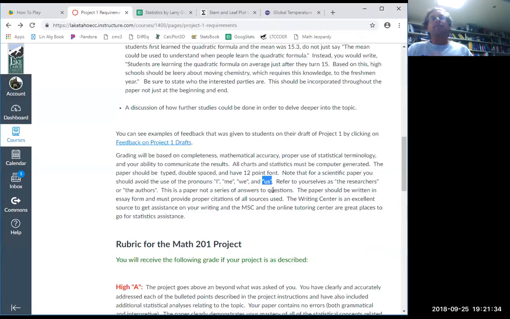So that's just a note in terms of style of the paper. It's not about you, it's about the study.